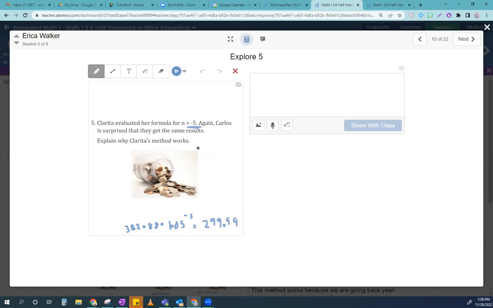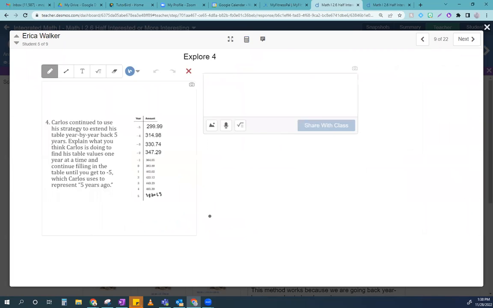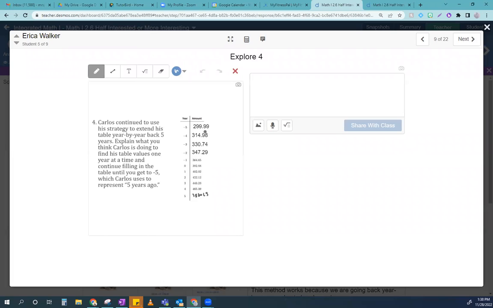Does that make sense? So if you think about it, it's kind of weird to think about this being 5 years ago, but -5 in terms of years makes sense. Like, how old were you 5 years ago? You would subtract 5 from your age, correct?